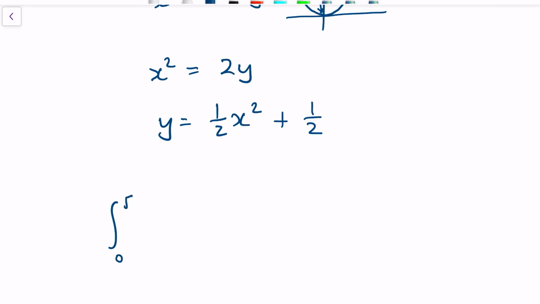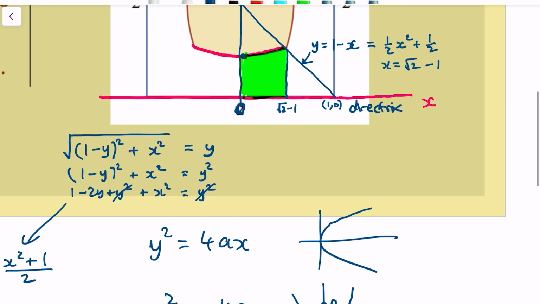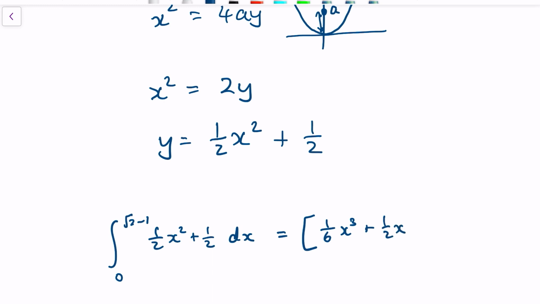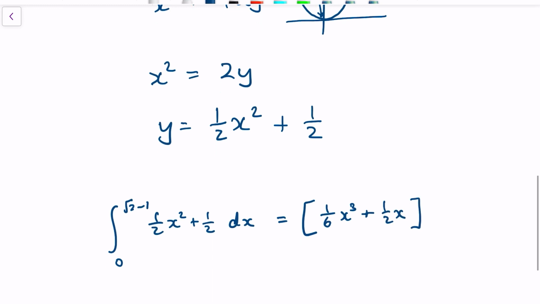Okay, so to find that green shaded region there, we're just going to integrate between 0 and square root 2 minus 1. The parabola is the top part of it, and the bottom part's just the x-axis, so we're just integrating the parabola, half x squared plus a half. Okay, and that gives us a sixth x cubed plus a half x, between root 2 minus 1 and 0.